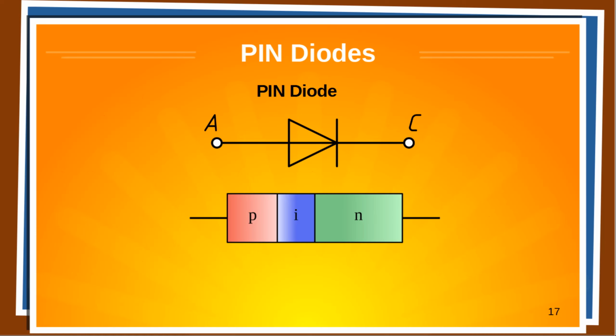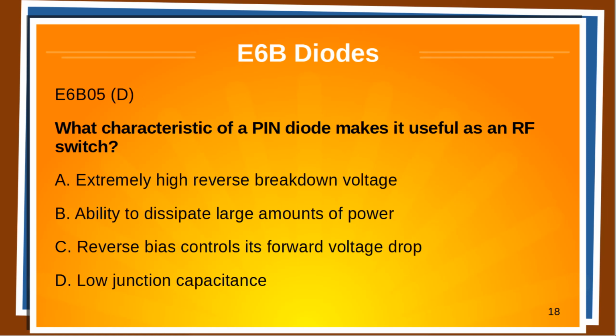There's a symbol for a pin diode, and it's different because it's got a line going all the way through it. And this is where the I material comes in, or intrinsic, which is essentially pure silicon. Don't ask me how the physics of this one works. You don't have to know.